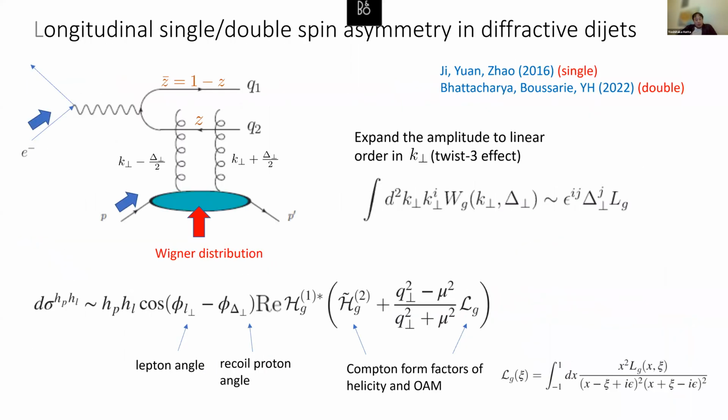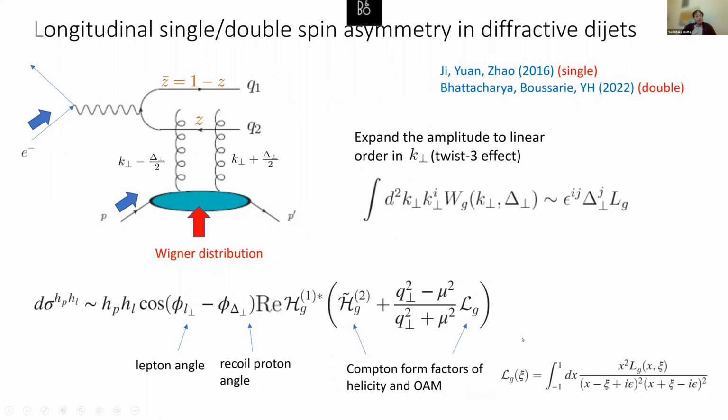And in fact, in the last 5 or 6 years, there is indeed a proposal about the measurement of the orbital angular momentum, which can be done at the Electron-Ion Collider. This is a longitudinal single and double spin asymmetry in diffractive dijets. There is a work by Ji, Yuan and Zhao in 2016, where they proposed a single spin asymmetry. And this year, my collaborators and I proposed a double spin asymmetry.